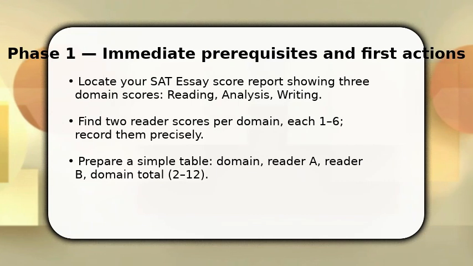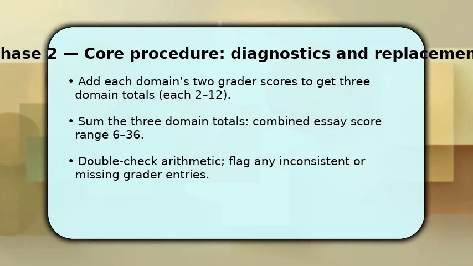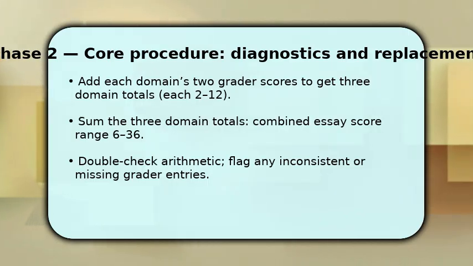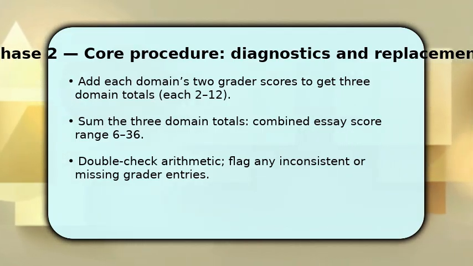Next, you perform the core calculation. Add the 2 grader scores for reading, then do the same for analysis and writing. Once done, sum those 3 domain totals to produce the combined essay score. This final number ranges from 6 to 36. If any entry looks off, like a missing grader or a total outside the permitted range, stop and recheck the report immediately, because one small transcription error will skew the whole combined score.